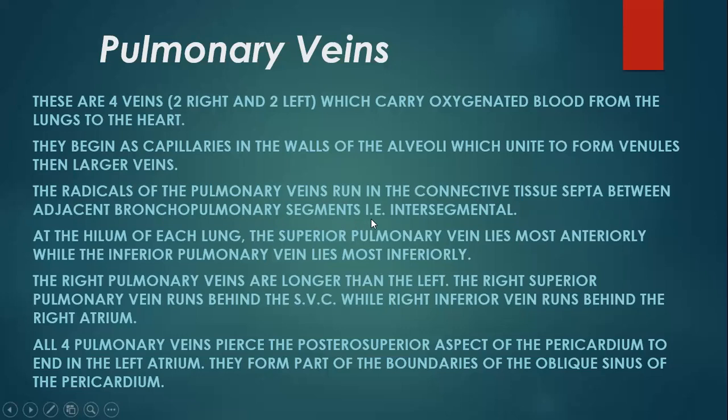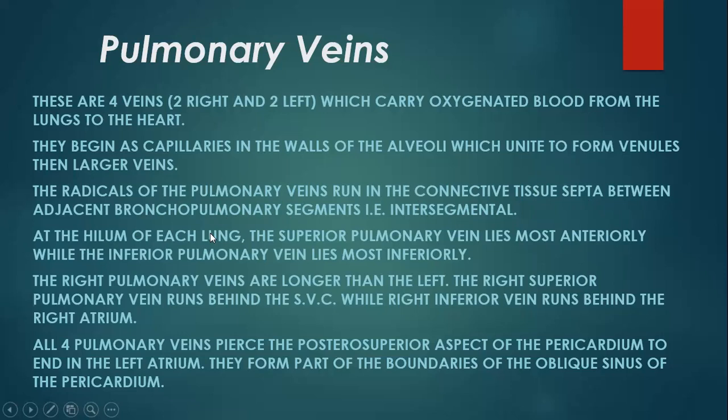As you know, if you have studied before, in the lungs we have conical or pyramidal structures called the bronchopulmonary segments. So these pulmonary veins will be running in between the segments. That's what is called intersegmental, because inter means between. It is not inside the bronchopulmonary segments, but in between them, where the pulmonary veins will be running, in the connective septa between the adjacent bronchopulmonary segments.